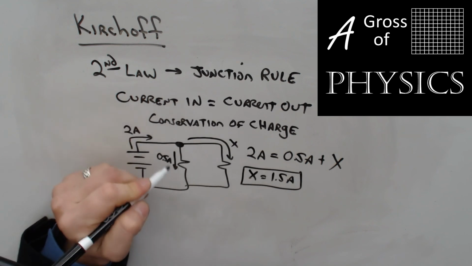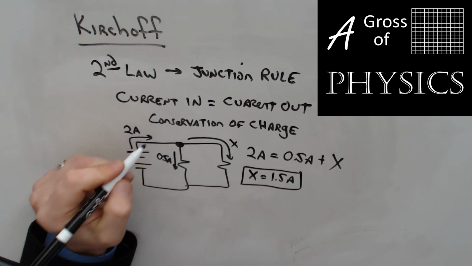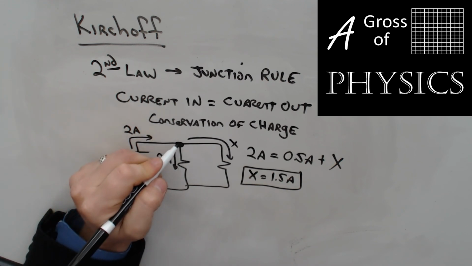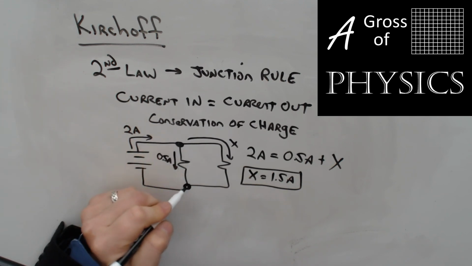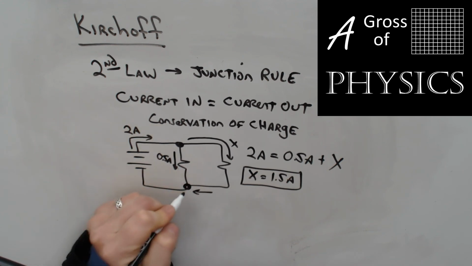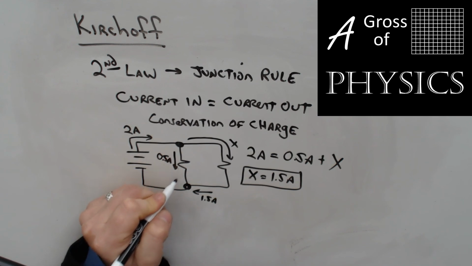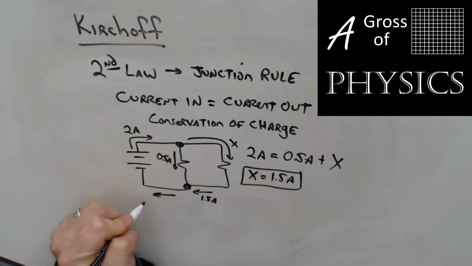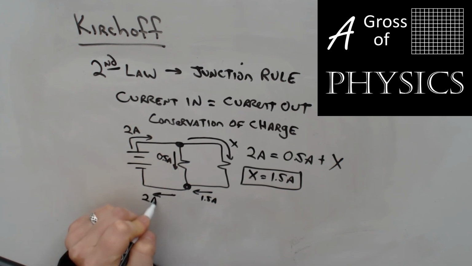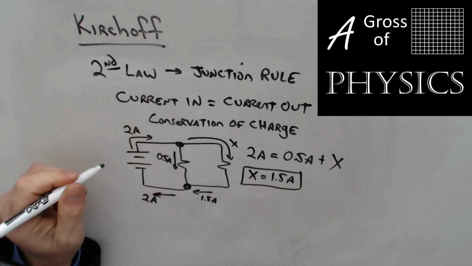You can't lose charge just by turning. So the total charge has to be conserved. And that will happen every time you have a path where there's a choice in a circuit. Now, if we look here at the bottom, we have 1.5 amps coming in. We have 0.5 amps coming in, and they have to combine to form 2 amps. So 2 amps goes into the battery, 2 amps leaves the battery.